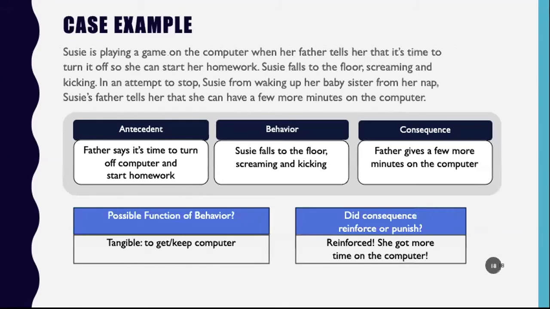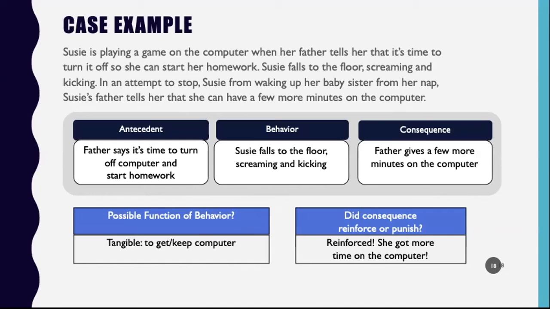Another case example, Susie is playing a game on the computer when her father tells her that it's time to turn it off so she can start her homework. Susie then falls to the floor screaming and kicking. In an attempt to stop Susie from waking her baby sister from her nap, Susie's father tells her that she can have a few more minutes on the computer.